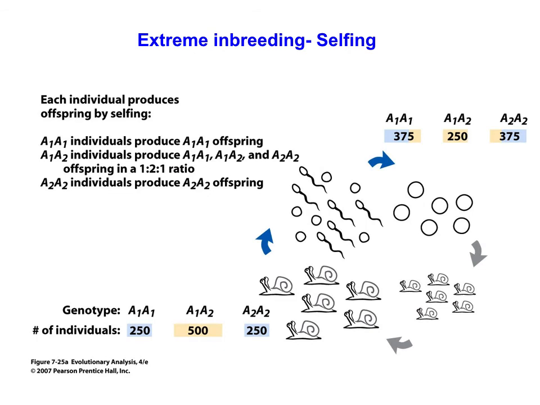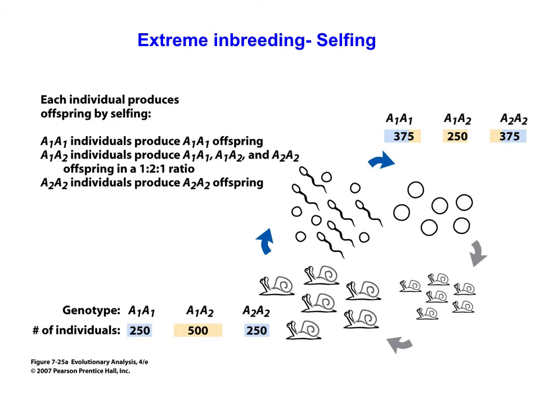But when an A1A2 crosses with an A1A2, again it's selfing, so draw the Punnett square. What you see is half of the offspring are going to also be heterozygous, but a quarter of the offspring in that mating will be A1A1 homozygous, and a quarter of them will be A2A2 homozygous.